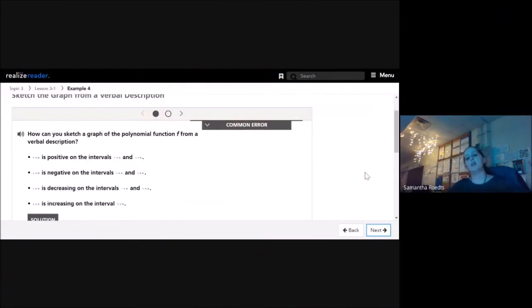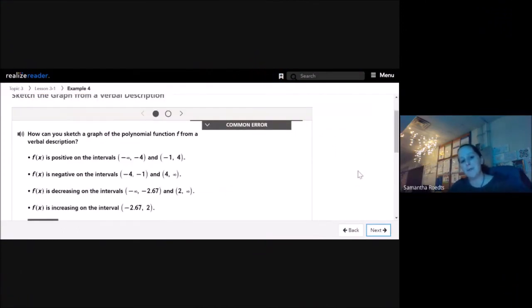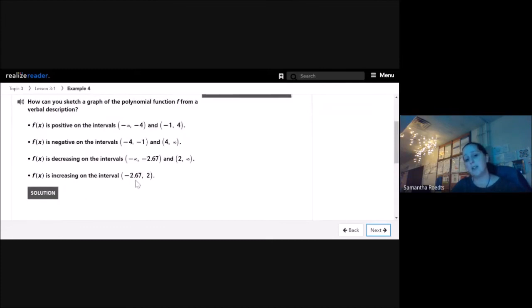So how can you sketch a graph of the polynomial function f from a verbal description? f of x is positive on the intervals negative infinity to negative 4 and negative 1 to 4. f of x is negative on the intervals negative 4 to negative 1 and 4 to infinity. f of x is decreasing on the intervals negative infinity to negative 2.67 and 2 to infinity. And f of x is increasing on the interval negative 2.67 to 2.